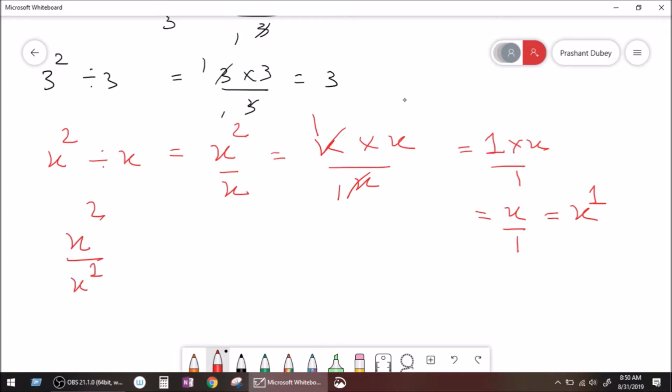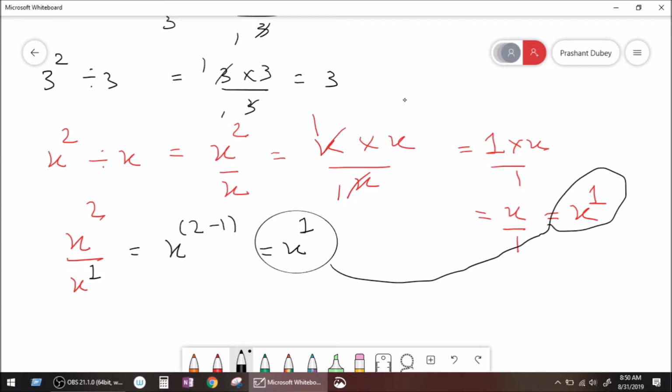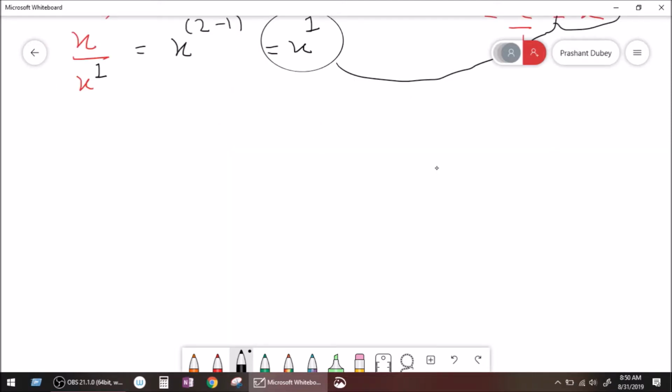But when we divide the same base, class, look here. When we divide the same base, so x to the power 2 divided by x to the power 1, we subtract the power. So x to the power 2 minus 1 equals x to the power 1. The answer is the same. You can do it using the fraction, or you can do it by subtracting the power. Okay, class?